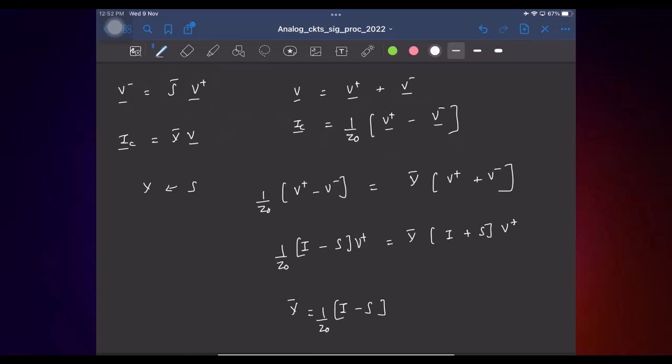Yeah, from this, tell me what is the Y matrix. 1 by Z, I have this term. I plus S equals I. Okay.